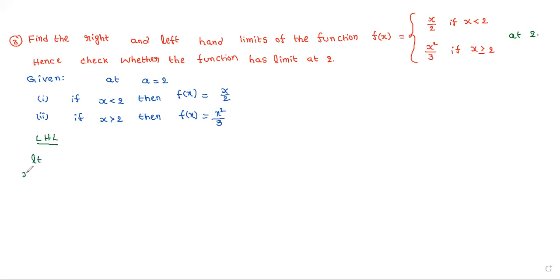So first of all, write down the left hand limit. Limit x tends to 2 minus f of x. Below 2 value, x by 2 comes. Substituting, 2 by 2, that is the value 1.